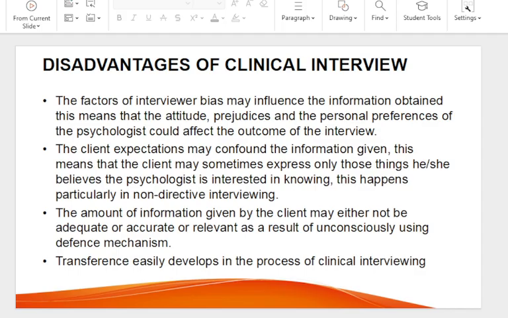Now, it is important that we also look out for other disadvantages and advantages of clinical interview and try to play out scenarios in our head as to how this concept plays out in our normal life, in our day-to-day activities, so that we are able to further explain it in the exam hall.